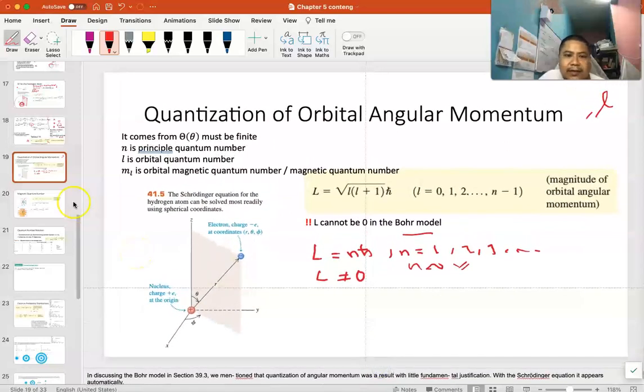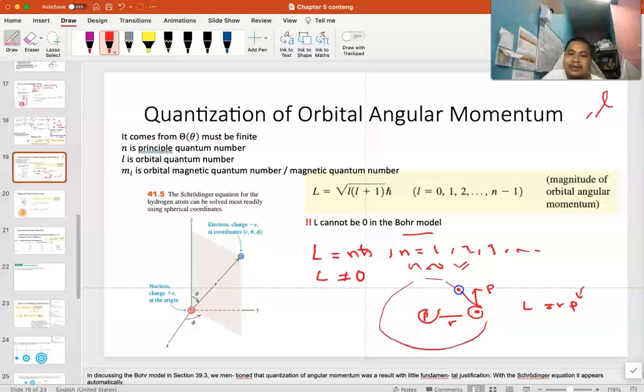So what is the angular momentum? If we recall, we have an electron, and then we have a proton. This is the distance R, and the electron has momentum P. So L is R times P. P is the linear momentum, and angular momentum is the circular motion: it has its momentum, multiplied by R. So that is the momentum.